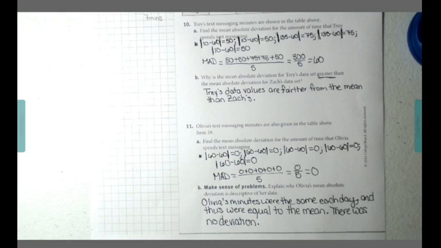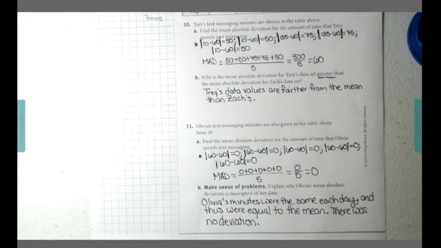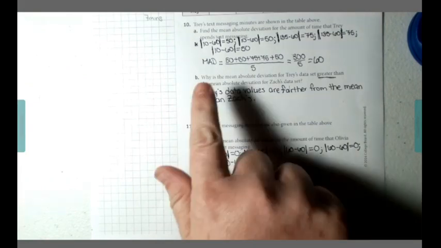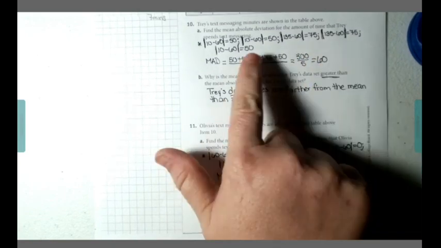All right, the answers to questions 10 and 11 have now been provided. The little star mark here just means I went through and did the absolute deviation for each number. So I got 50, 50, 75, 75, 50.